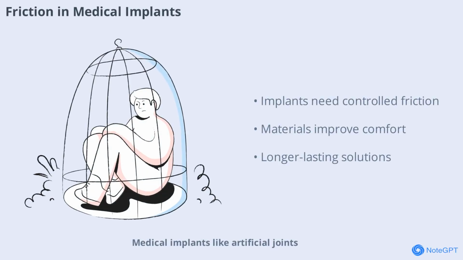Medical implants like artificial joints must be designed to manage sliding friction. Too much friction can cause pain and wear, while too little can lead to instability. Engineers use advanced materials and coatings to create implants that last longer and improve patient comfort. The science of friction is vital for medical innovation.